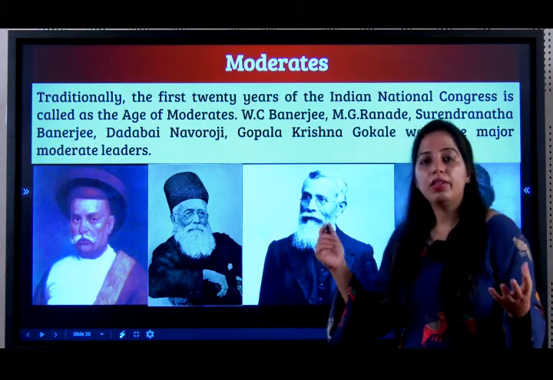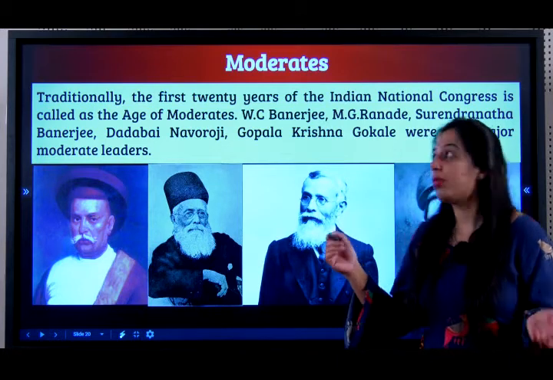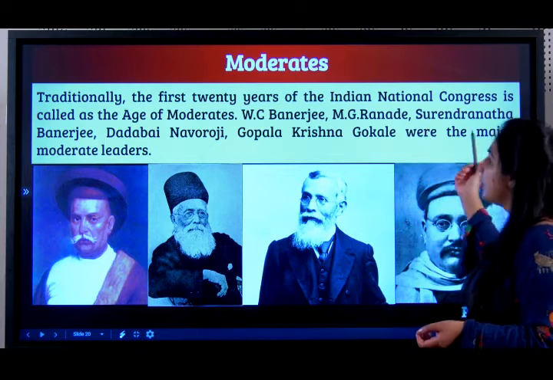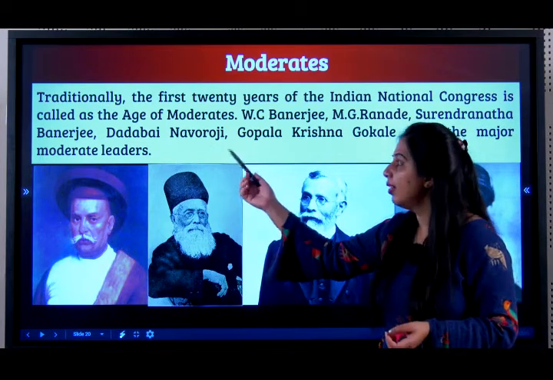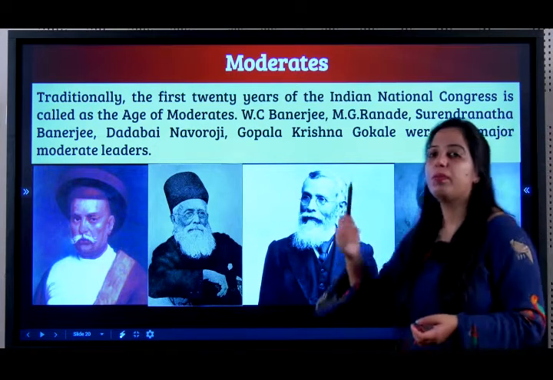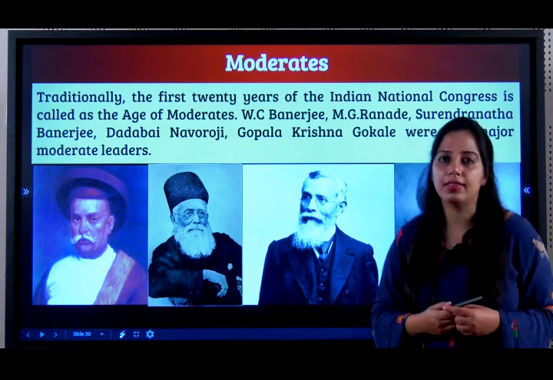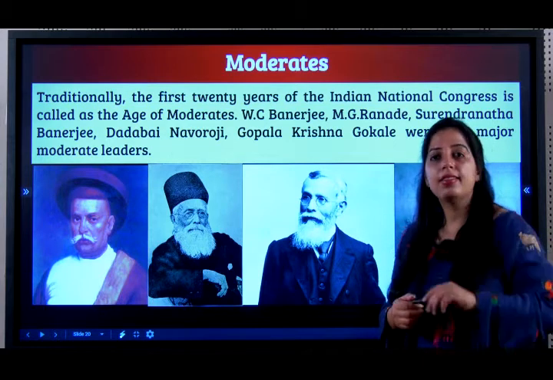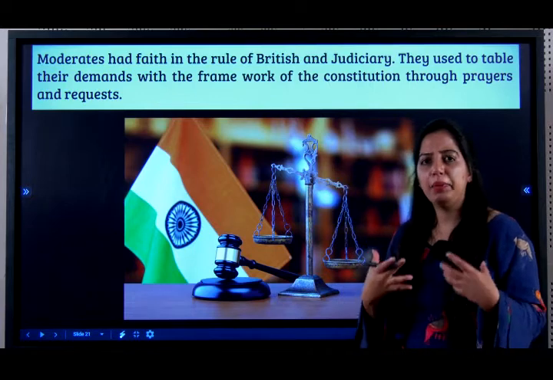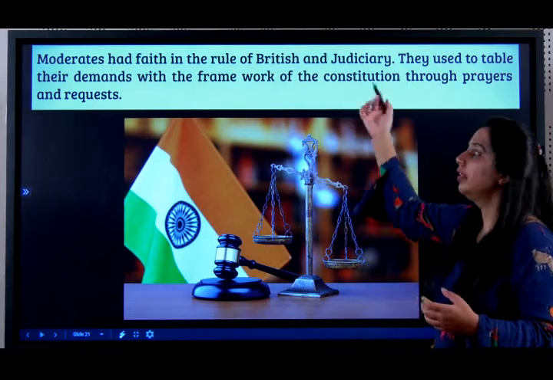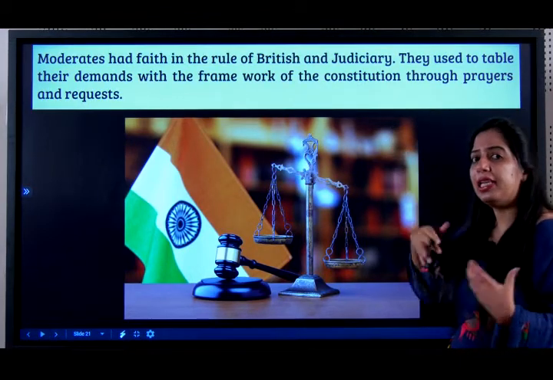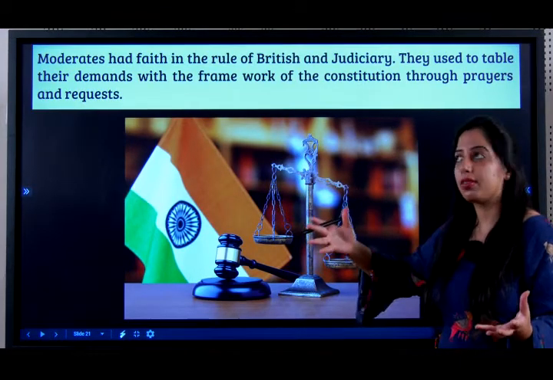Who were the important freedom fighters who were considered moderates? W.C. Banerjee, M.G. Ranade, Surendranath Banerjee, Dadabhai Naoroji, Gopalakrishna Gokhale were the important moderate leaders. You all should know at least three names. Moderates had faith. They believed in the rule of the British and the judiciary of the British. They believed that the British knew justice.